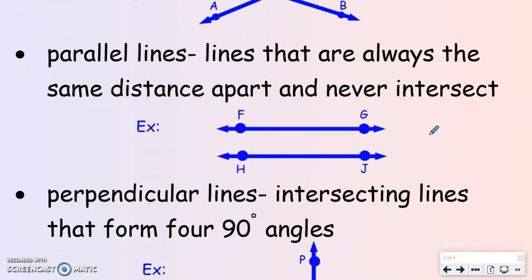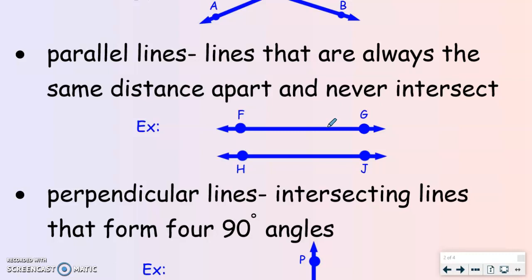Another type of line is called parallel lines, and these are lines that are always the same distance apart, and they will never intersect. They will never touch. So here we have line FG and line HJ. They will continue on their respective planes and never ever will come in contact with each other.